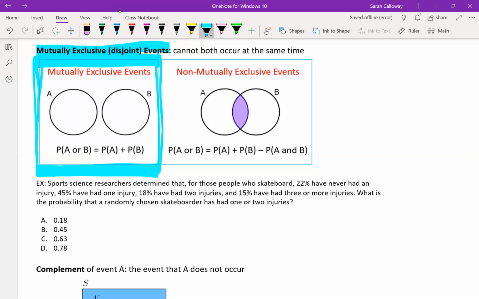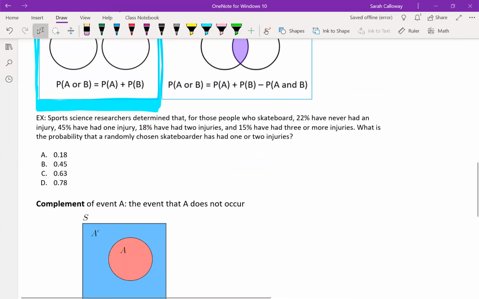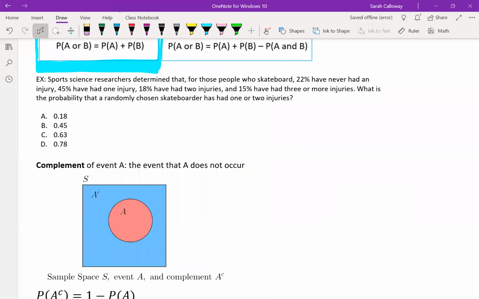And so what we're doing with our formula will change in terms of this. When I'm looking at the probability of mutually exclusive events, I just have to add up the 2 probabilities of the 2 different events. So in this example, sports science researchers determined that for those people who skateboard, 22% have never had an injury, 45% have had 1 injury, 18% have had 2 injuries, and 15% have had 3 or more injuries. What is the probability that a randomly chosen skateboarder has 1 or 2 injuries?